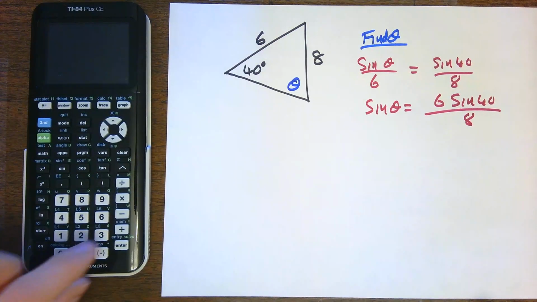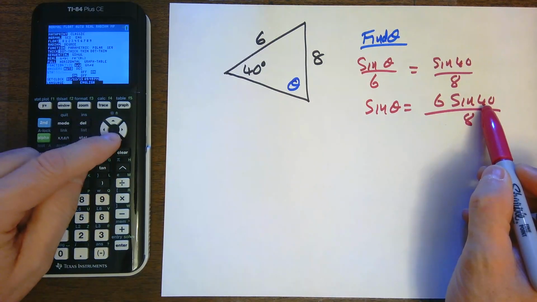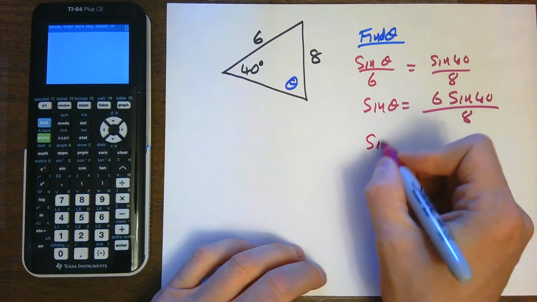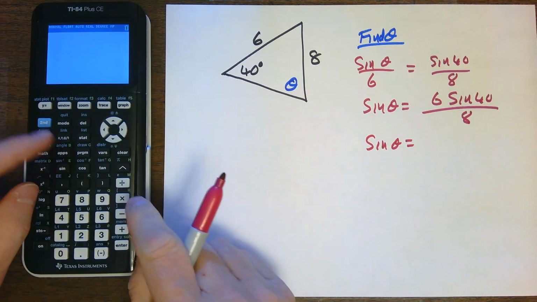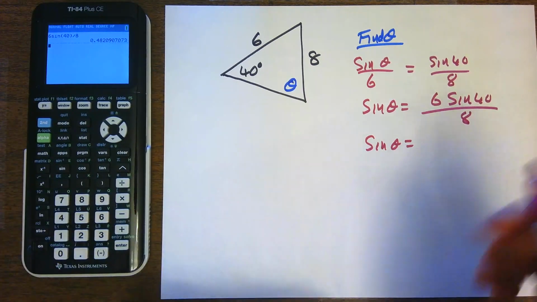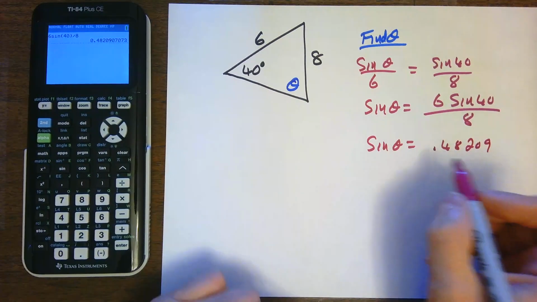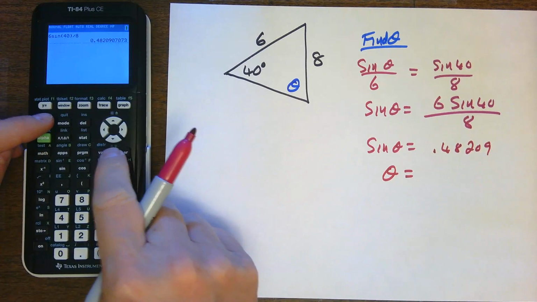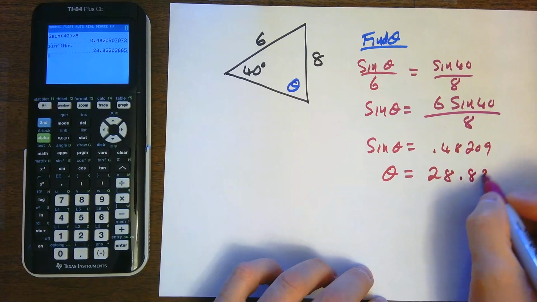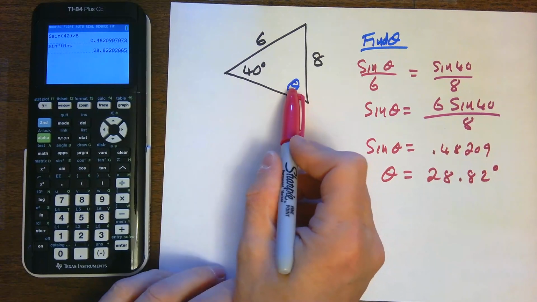My calculator. Ooh, what mode do I need to be in here? Degree mode, right? So I'm going to check that. I was in radian mode, so I want to make sure I'm in degree mode. All right, so the sine of theta is going to equal 6 times the sine of 40 divided by 8, which is 0.48209-ish. Take the inverse sine of both sides, so the inverse sine of my previous answer, and I get 28.82 degrees approximately. So now I know this angle right here.